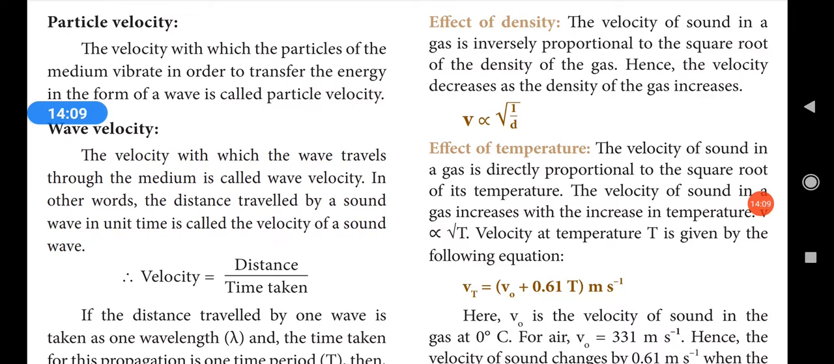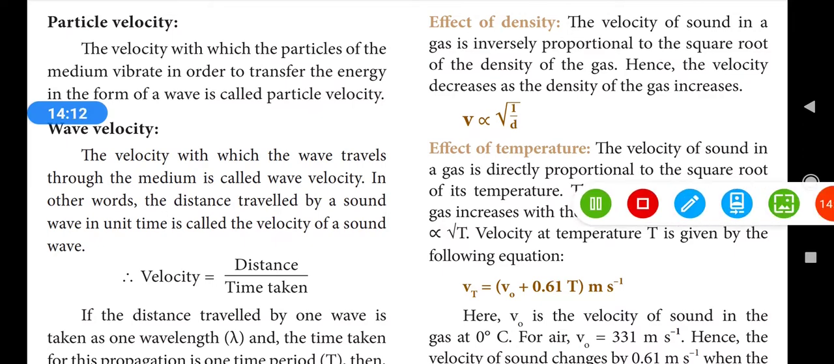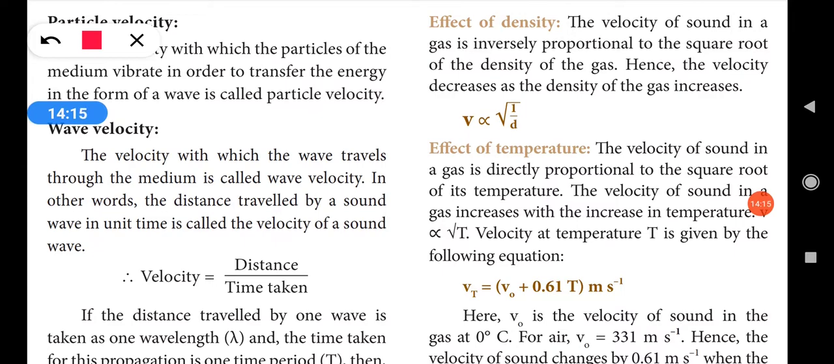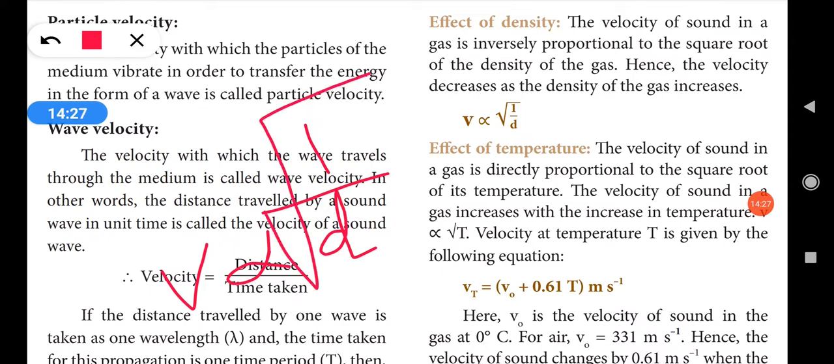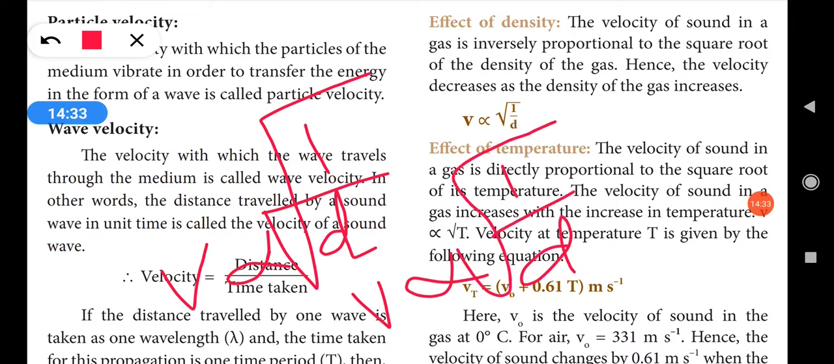So see, inversely proportional. If d is the density of the gas, velocity is inversely proportional, one by, I have told you, inversely proportional to the square root. So velocity v is inversely proportional to the square root of the density. The velocity of sound in a gas is inversely proportional to the square root of the density of the gas. Hence the velocity decreases as the density of the gas increases.